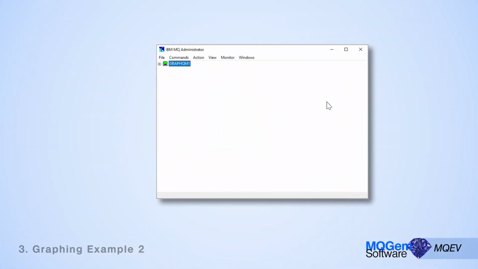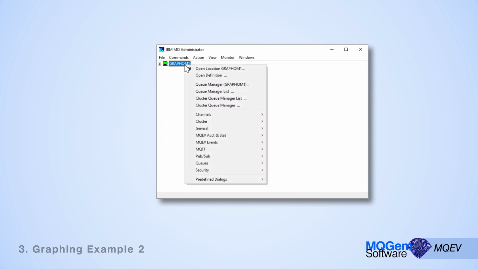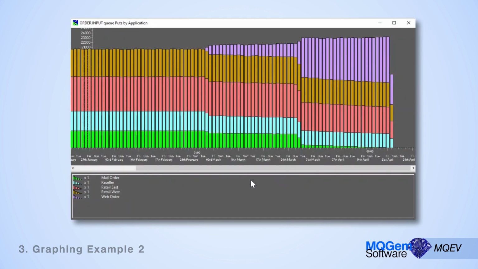In our second example, we take a look at the queue accounting data for a specific queue on our queue manager in a graph that we saved earlier. This data is summed by application name, pulling together many different records for each run of these various applications. Summing the data by different factors is another way the MQEV commands are designed to make graphing the numbers easier.